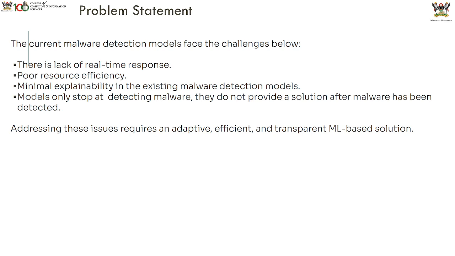So you find that with some solutions, if you try to open an APK, they'll just say this could be malicious. They are not even sure whether it's malicious or not. They just alert, so when you go on to install the app, you end up being affected. That's another issue: they just alert you, but they don't go into details of why they're alerting. So addressing these issues requires an adaptive, efficient, and transparent machine learning based solution.